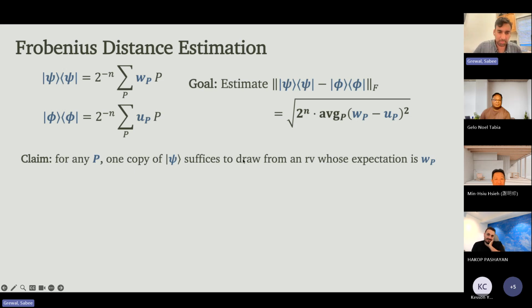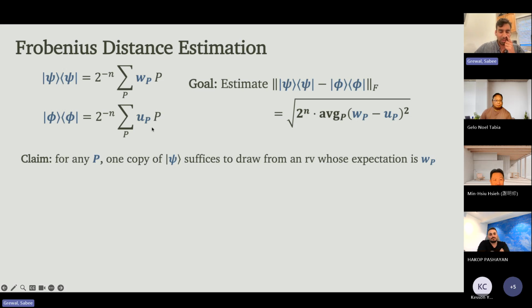So first, I'm going to mention a couple of claims. The first one is that for any Pauli P, one copy of psi suffices to draw from a random variable whose expectation is WP. This is actually not complicated. All you do is take psi and project it onto the ±1 eigenspace of P. You'll get a Rademacher random variable whose expectation is WP. And the same thing is true for phi, of course.